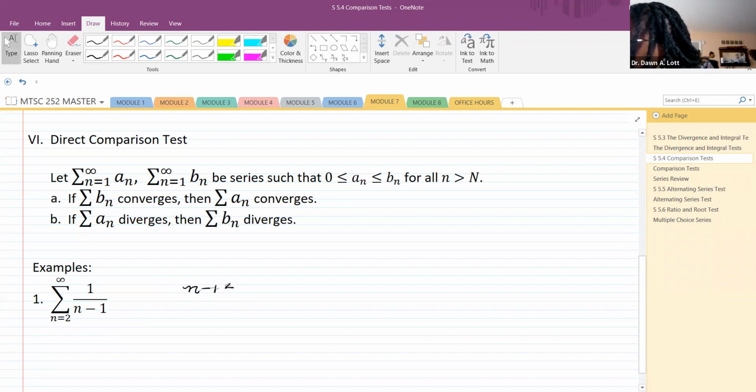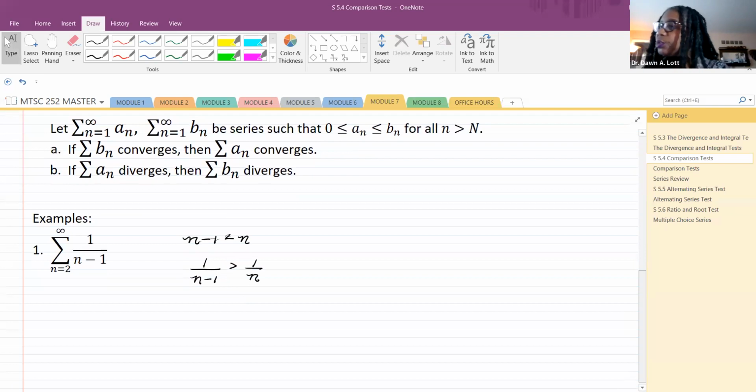And n minus 1 is always less than n. It's always less than n. Doesn't matter what n is, for all n, n minus 1 is always less than n. So what does that mean? If I take a fraction, I have to do the reciprocal. So I get 1 over n minus 1. This now becomes larger than 1 over n.